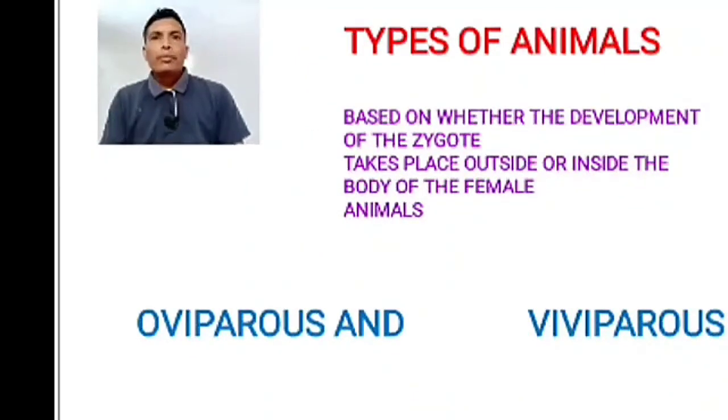Viviparous. The animals in which the development of zygote into a young one takes place inside the body of the female parent are called viviparous. Right? You have understood already. After attaining a certain stage of growth, the young ones are delivered out of the body of the female organism. The chance of survival of young ones is greater in viviparous organisms because of the proper embryonic care and protection. Understood?